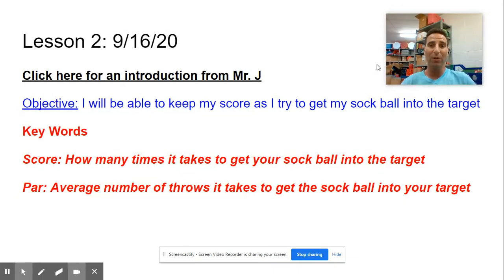The second keyword is the word par. Par is a very interesting word. Par means the average number of throws it's going to take to get your sock ball into the target. And I'm going to give you an example. Let's say you set up your bucket really far away from you and you have many obstacles in your way. That is going to be really difficult to get your sock ball into that bucket because you have a lot of things in your way and it's far away from you. For that type of challenge, the par is going to be really high, which means you're probably going to need a lot of throws to get your sock ball into that bucket.